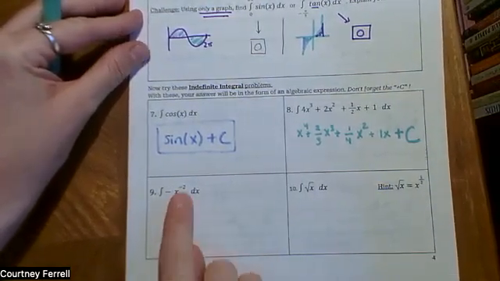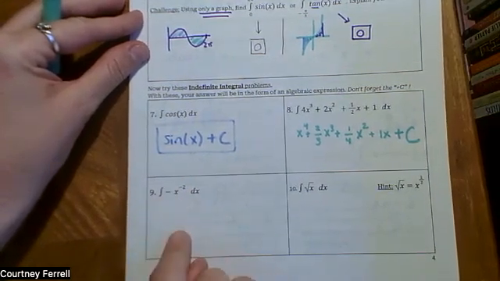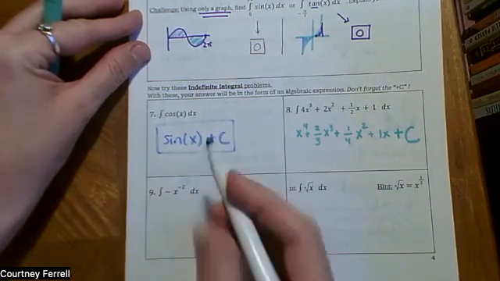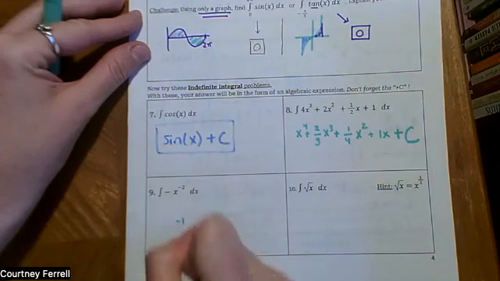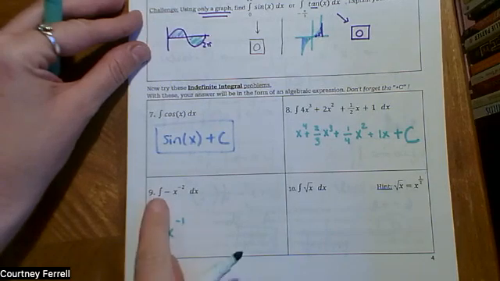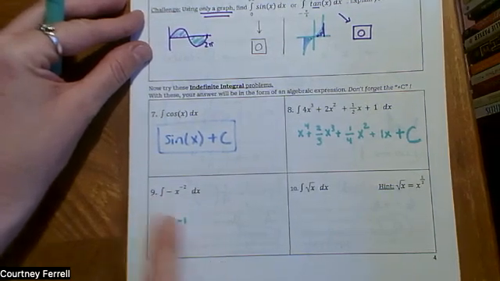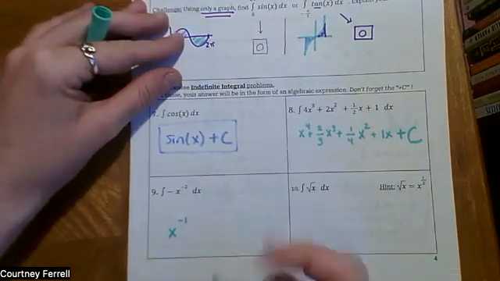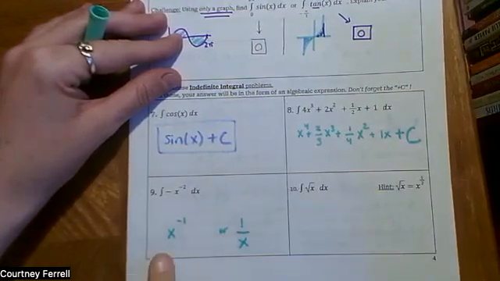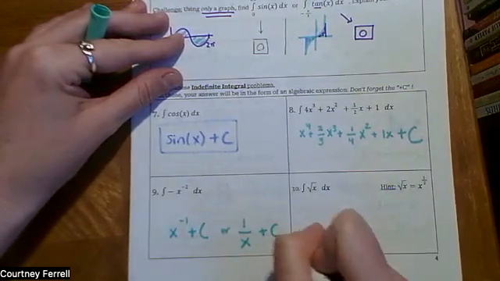So as a reminder, when you're anti-deriving, your exponent goes up by 1. So -2 plus 1 would be -1. So I have x to the -1. And then this would jump down, putting a negative in front, which it is. So this is the answer. If you wanted, you could rewrite it as 1 over x, because that's what the negative exponent means. But you cannot forget the plus c.